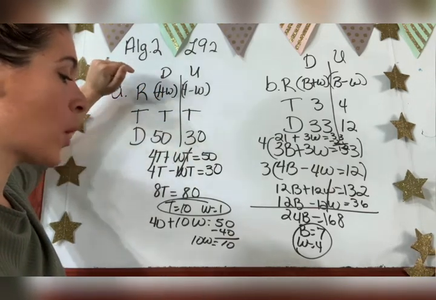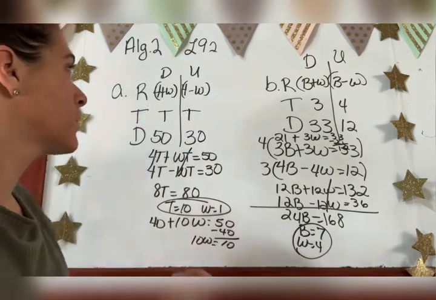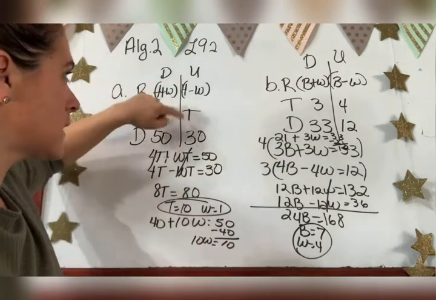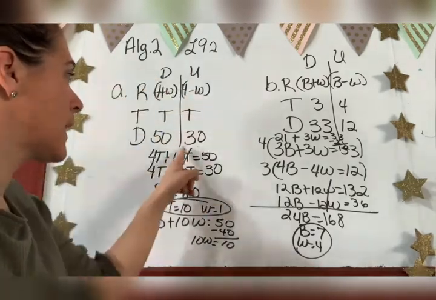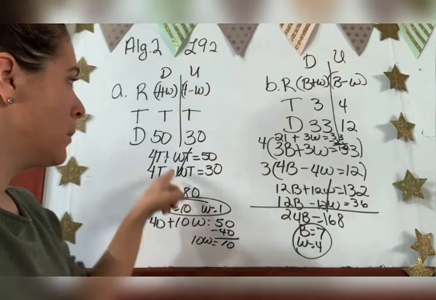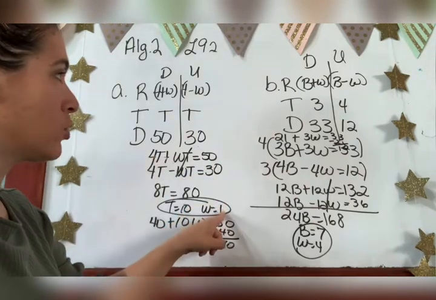The speed of the boat, so B, is 4. So you have 4 plus W and 4 minus W. We get 4T plus WT equals 50, 4T minus WT equals 30. Cancel out your WT, and you're left with 8T equals 80, so T equals 10. Plug T back into this equation and get W equals 1.